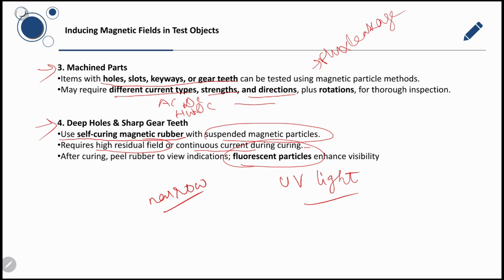So here magnetic rubber acts like a mold of the internal geometry, making invisible flaws visible, especially in areas normal particles cannot reach. This is for deep holes and sharp gear teeth. I hope you are all understanding this concept.